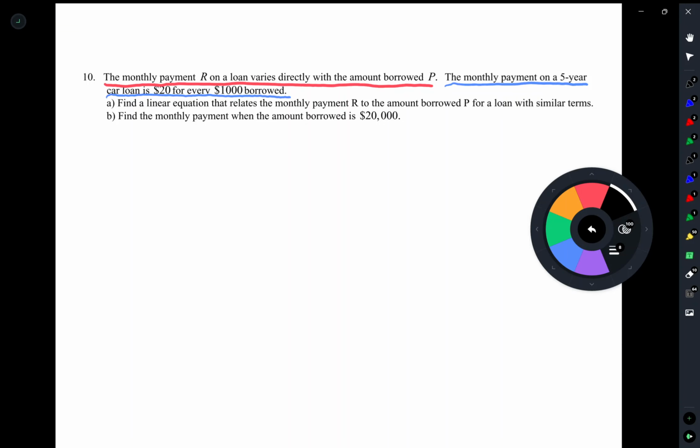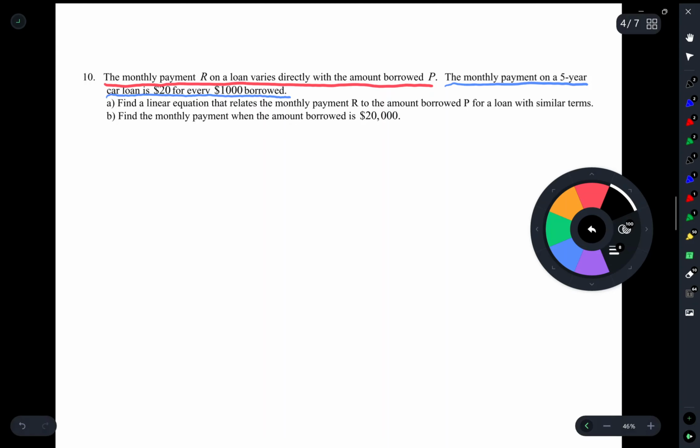Question 10. The monthly payment R on a loan varies directly with the amount borrowed P. The monthly payment on a 5-year car loan is $20 for every $1,000 borrowed. Part A, find a linear equation that relates the monthly payment R to the amount borrowed P for a loan with similar terms. Part B, find the monthly payment when the amount borrowed is $20,000.